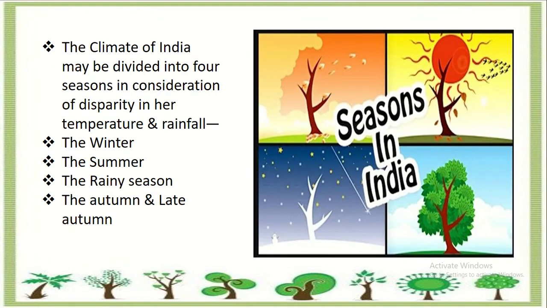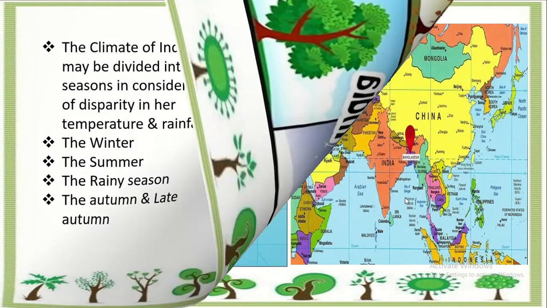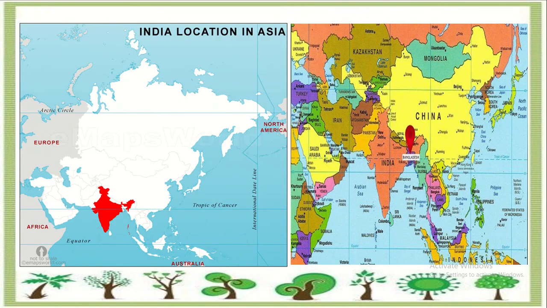So, the climate of India may be divided into 4 seasons in consideration of disparity in her temperature and rainfall: the winter, the summer, the rainy season and the autumn and the late autumn. So, here you are observing the pictures. India has the 4 seasons in a year. Now, look at the map.